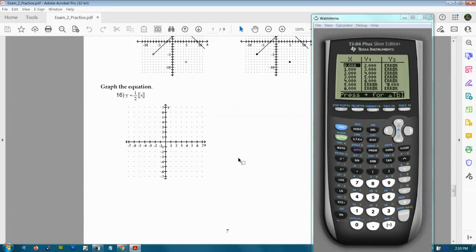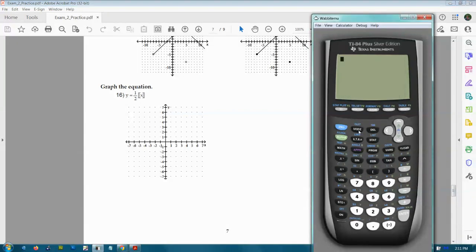How you graph the greatest integer. All right, and that's how they express it. The greatest integer is like kind of a double bracket. It's not absolute value. Absolute value would have two parallel lines. This is indicating greatest integer. They're brackets.